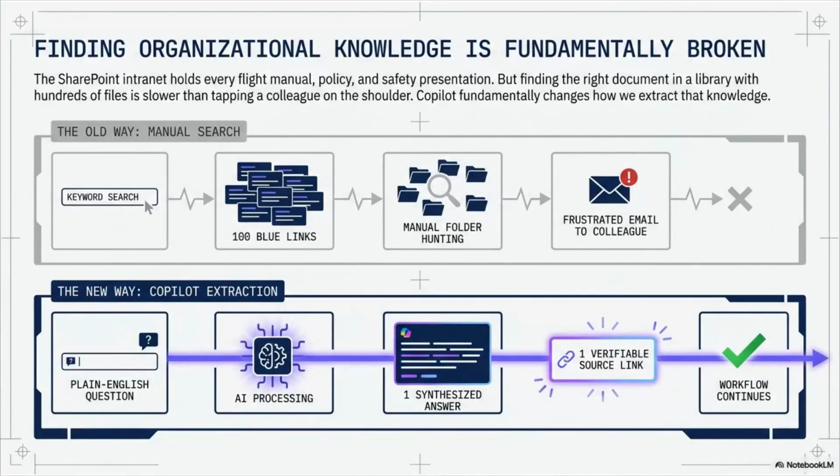Finding organizational knowledge is fundamentally broken. The SharePoint intranet holds every flight manual, policy, and safety presentation. But finding the right document in a library with hundreds of files is slower than tapping a colleague on the shoulder. Look at the two paths on screen. The old way: keyword search to 100 blue links to manual folder hunting to frustrated email to colleague. The new way: plain English question to AI processing to one synthesized answer. Arrow 1, verifiable source link, arrow, workflow continues. Copilot fundamentally changes how we extract knowledge from the library.